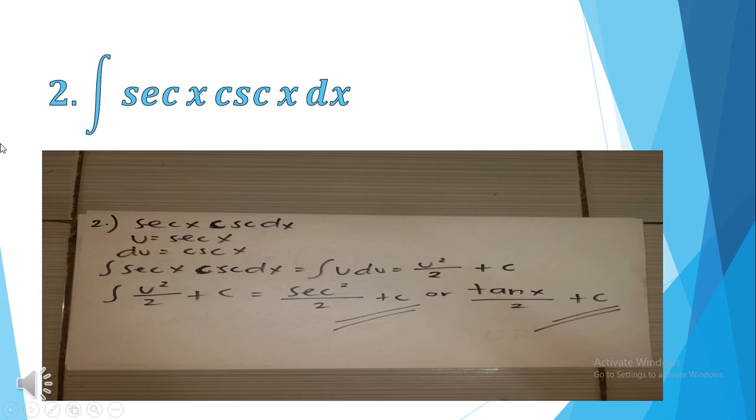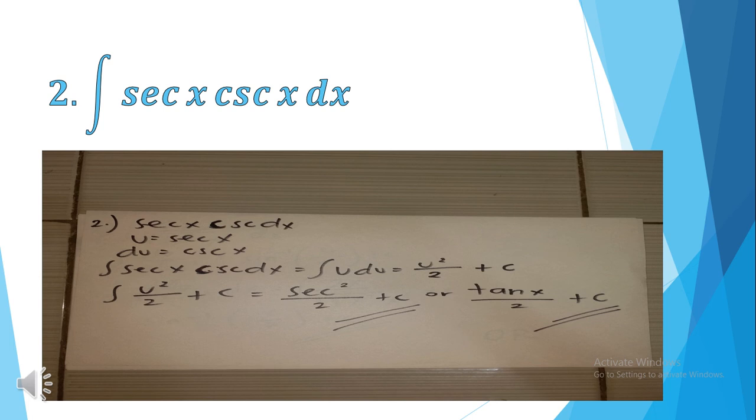Number 2, secant x cosecant x dx. Our u is equal to secant x and our du is equal to cosecant x. So the integral of secant x cosecant x dx is equal to the integral of u du, which is u squared over 2 plus c. Since our u is equal to secant x, our numerator would be secant squared x over 2 plus c.